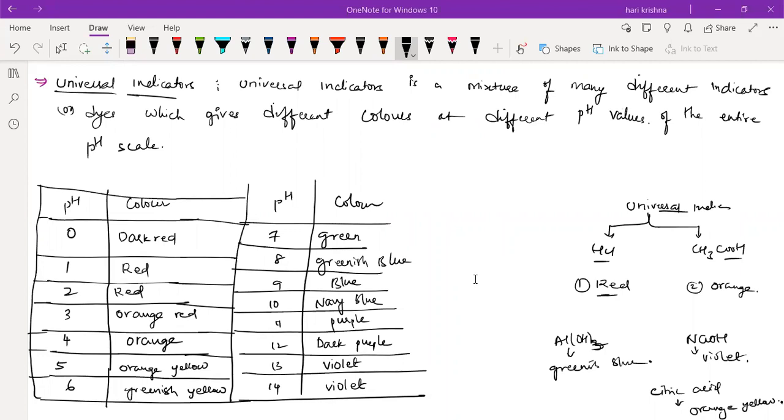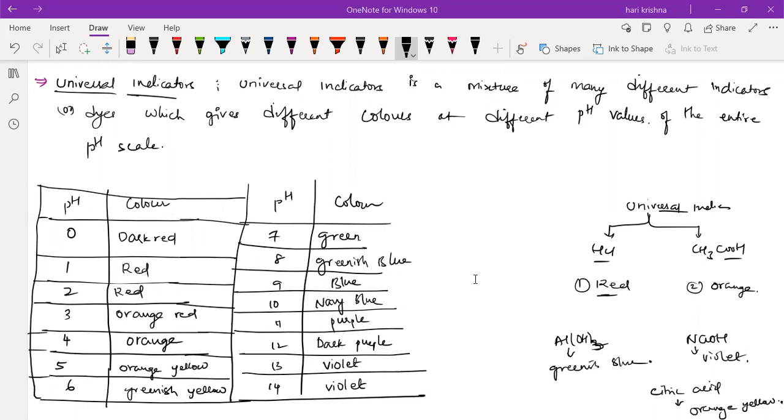If you add universal indicator to an acidic substance, it may change from dark red to greenish yellow. If you add it to a basic substance, it may change from greenish blue to violet. You know the VIBGYOR, right? VIBGYOR means violet, indigo, and the rainbow colors.